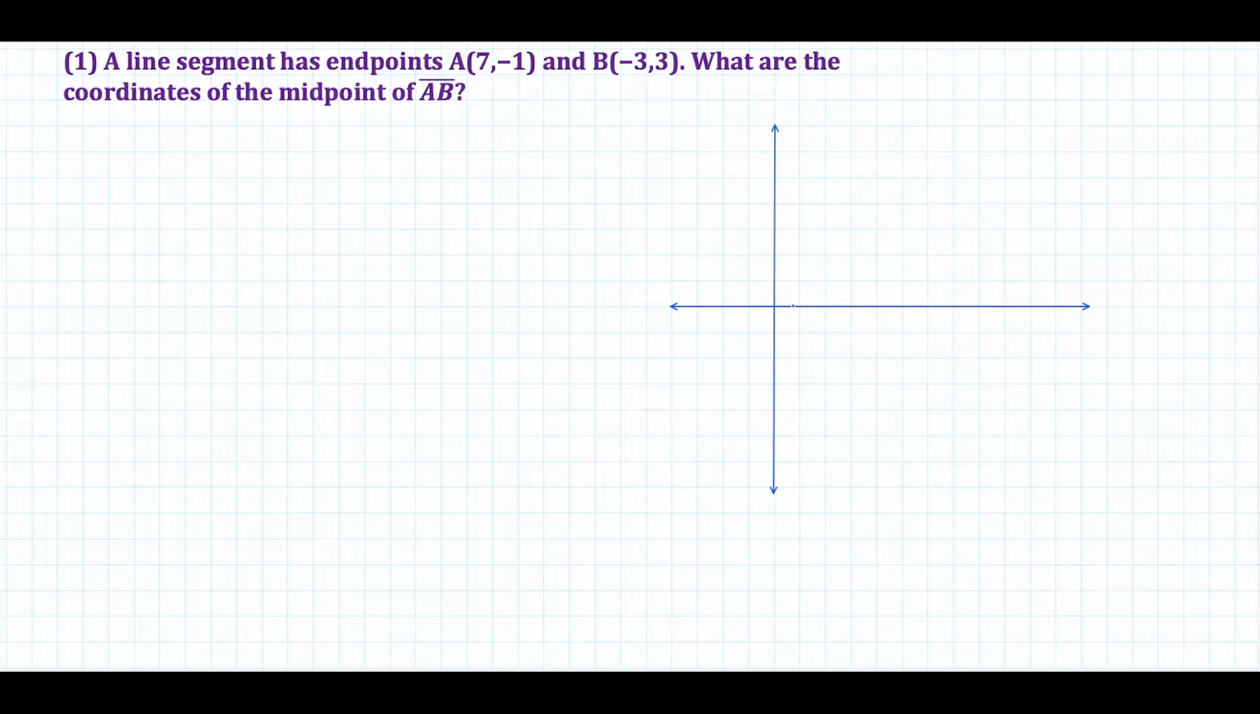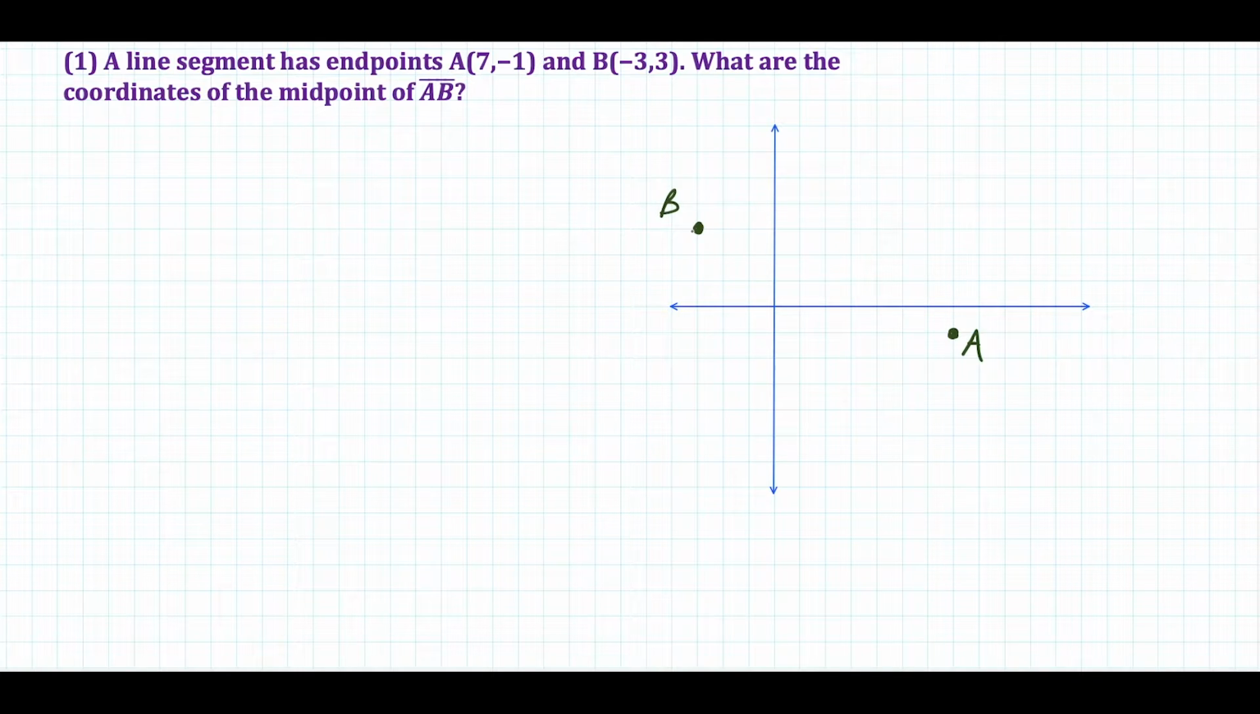For these questions, sometimes you could just sketch this out. For 7, -1, if we have this axis over here, we're going to the right 1, 2, 3, 4, 5, 6, 7, and going down 1 unit, and we'll label this as point A. Then point B is at -3, 3, so we're going to the left 1, 2, 3 and up 1, 2, 3 units.